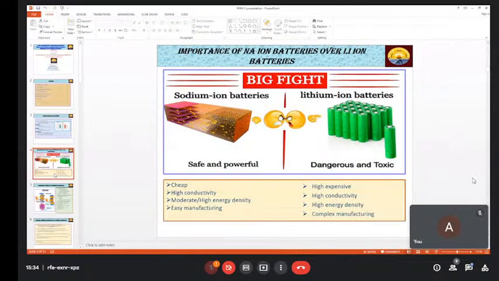So now my theme is the preparation of cathode materials for sodium ion batteries only. Lithium ion batteries already exist. Why are we using sodium ion batteries instead of lithium ion batteries?